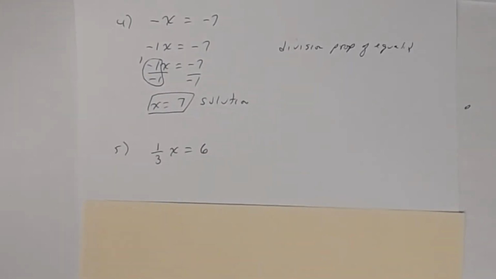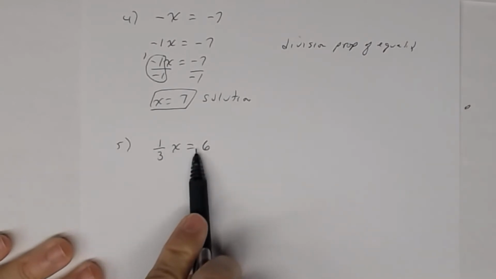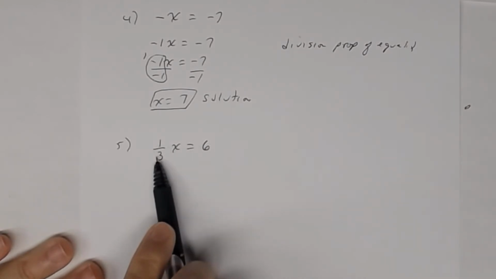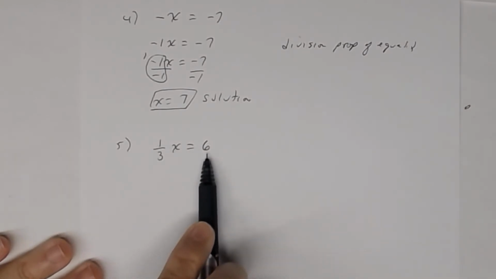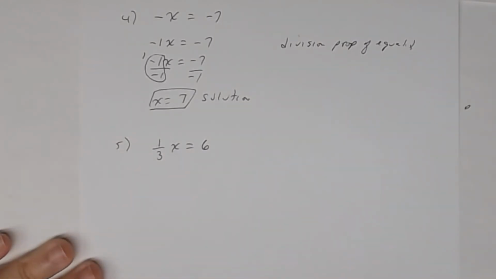Okay, so now let's look at this one. Number 5, we have 1/3 of x is equal to 6. Now, you can look at this and intuitively determine what the solution is. 1/3 of what number is 6? Can some of you tell me what that is? And so if you said 18, that's correct. 1/3 of 18 is 6. So the solution, when we do this, you should get x to be 18.